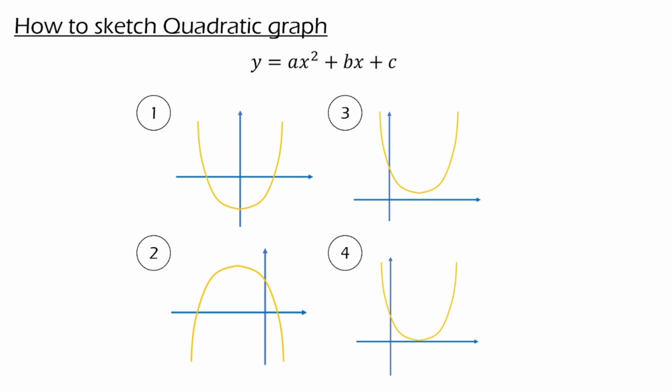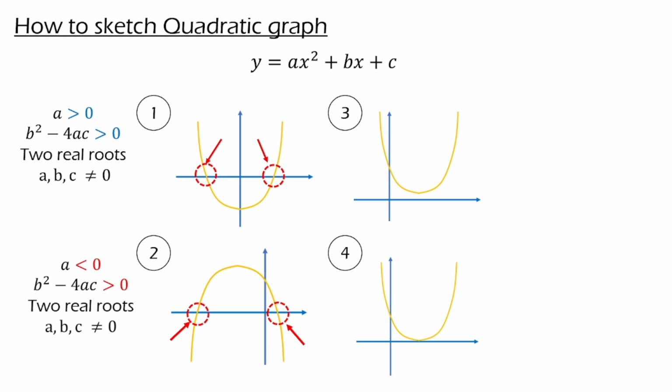For the first one, a is larger than 0, which means we are going to have a U shape, as you can see. And then our discriminant b squared minus 4ac is larger than 0, which means we are going to have two real roots. On the second one, a is less than 0, which means we are going to have an n shape. Again, our b squared minus 4ac is larger than 0. That's why we have two real roots.